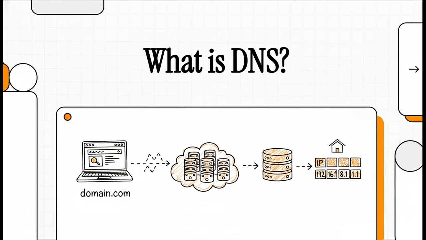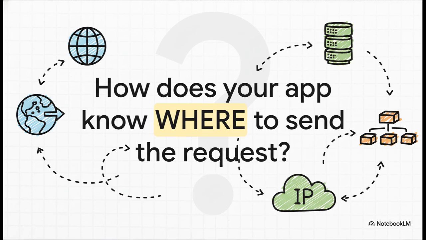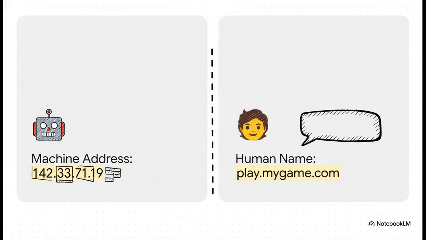Let's break down DNS. It's one of the most fundamental, yet hidden, parts of the internet. Your app can't just guess where to send stuff. It needs a very, very specific destination. And here's the core problem, right?